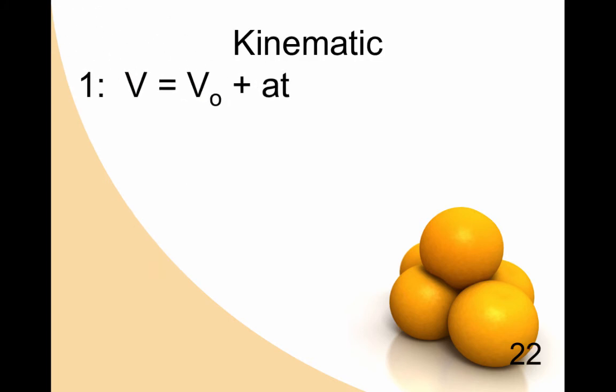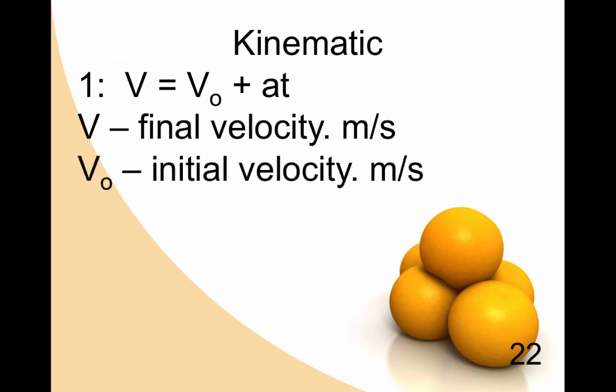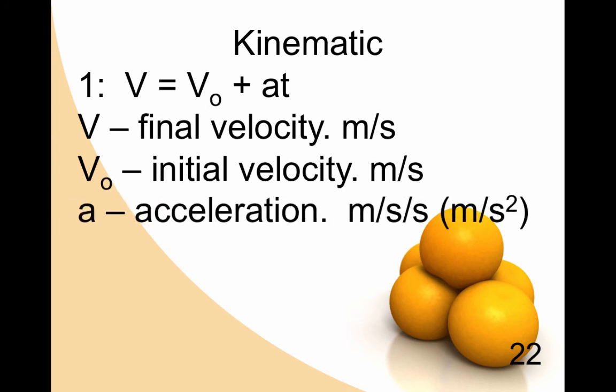Kinematic 1 is v is equal to v naught plus at. v is the final velocity in meters per second. v naught is the initial velocity in meters per second. a is the acceleration in meters per second squared, and t is time in seconds.